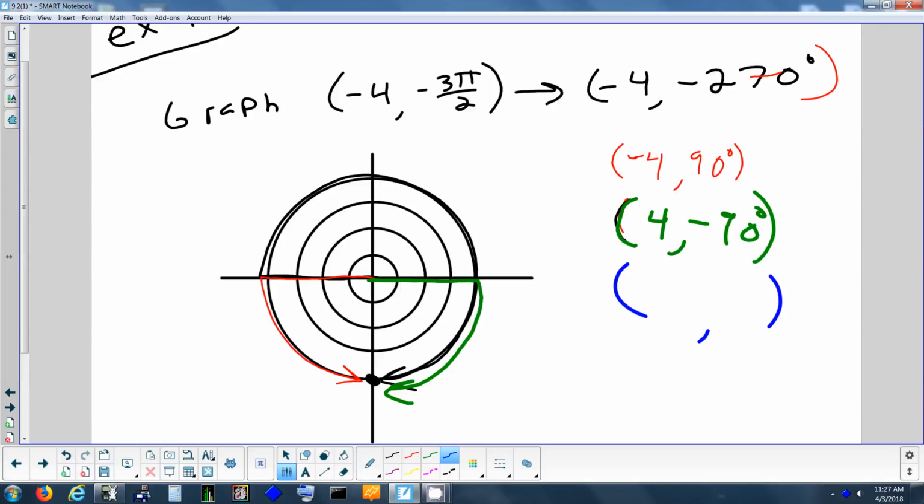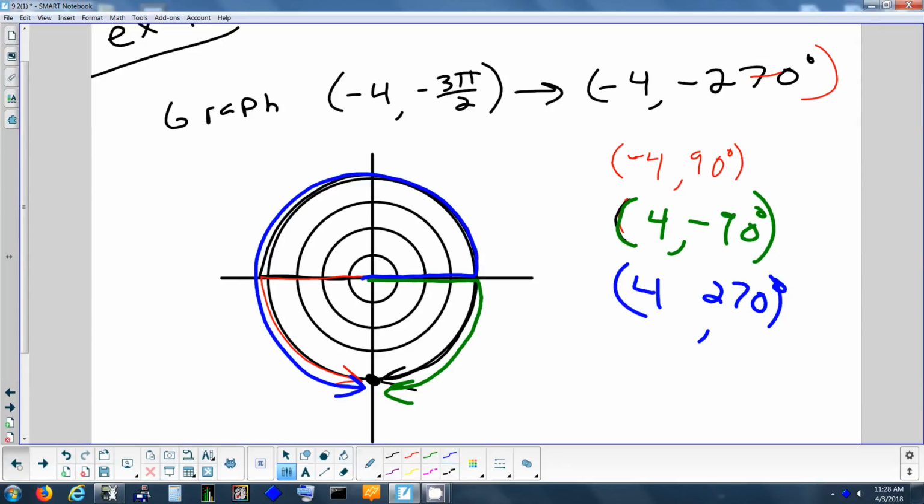Yep. 4, 270. So, right 4, 270 counterclockwise. Kind of drew it off a little bit so you could see all the arrows. So, what I'm trying to show you is there are 4 ways to get to a point in polar. 2 choices for your radius, left, right. 2 choices for your angle, clockwise, counterclockwise. Gives you 4 total options.